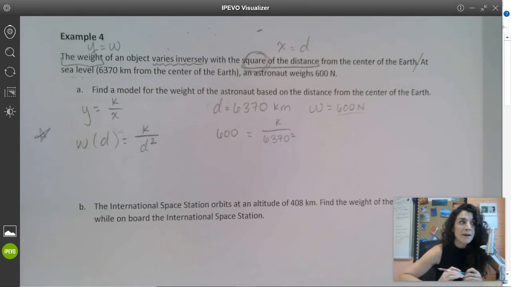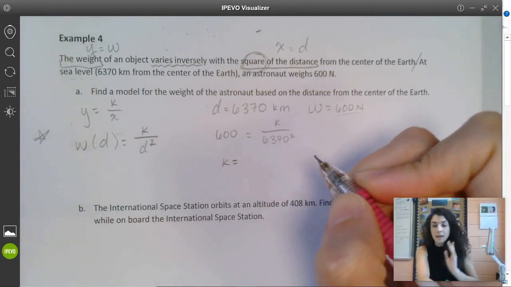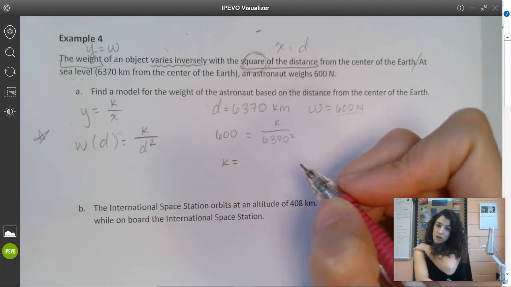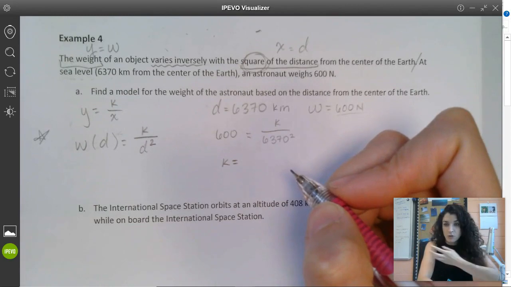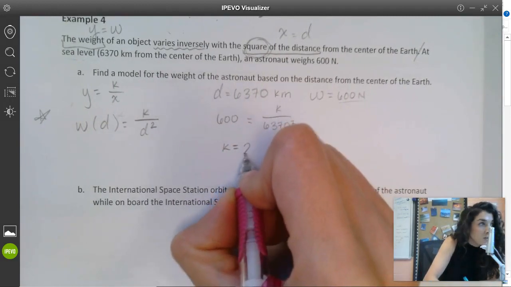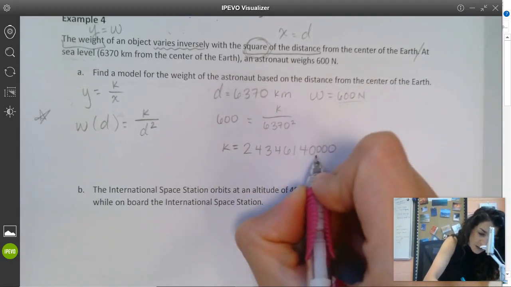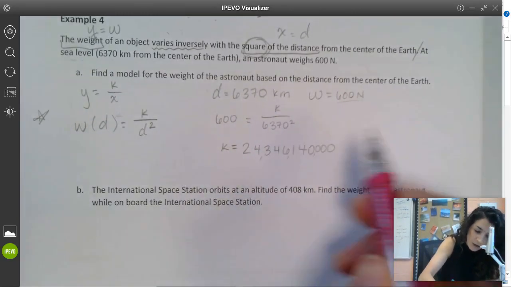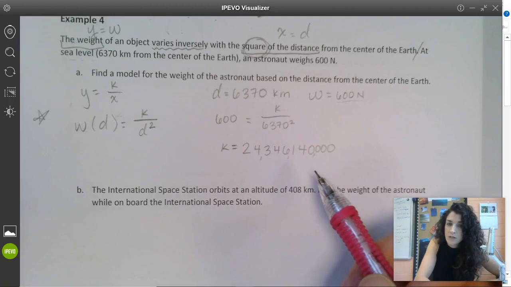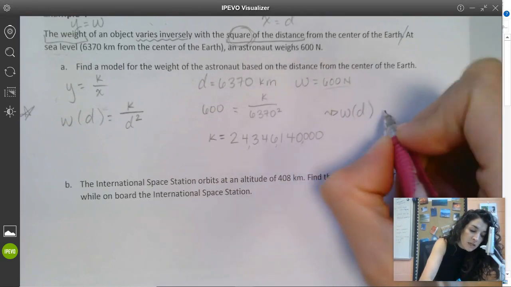So it ends up being a really big number, and writing it all out, because we know that we want our formula to not have an approximation. We don't want our formula to be a rounded value. We want it to be as exact as possible because we're going to be using this model in parts B and C. So the non-rounded value is 2, 4, 3, 4, 6, 1, 4, and then 4 zeros, which is, well, I don't know, a very large number. Thousands, millions, billions, 24,346,140,000. That's a big number. That's just K. We have not finished our problem because we need to create a model.